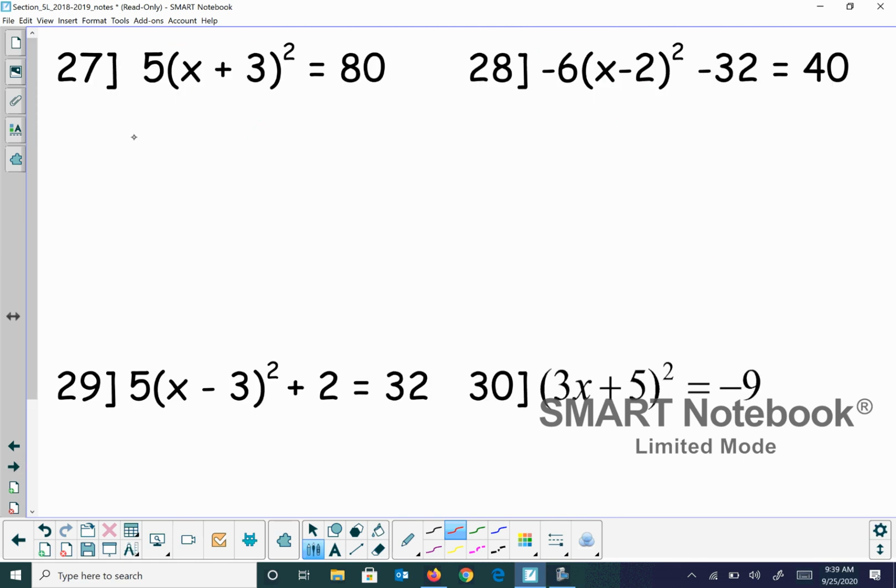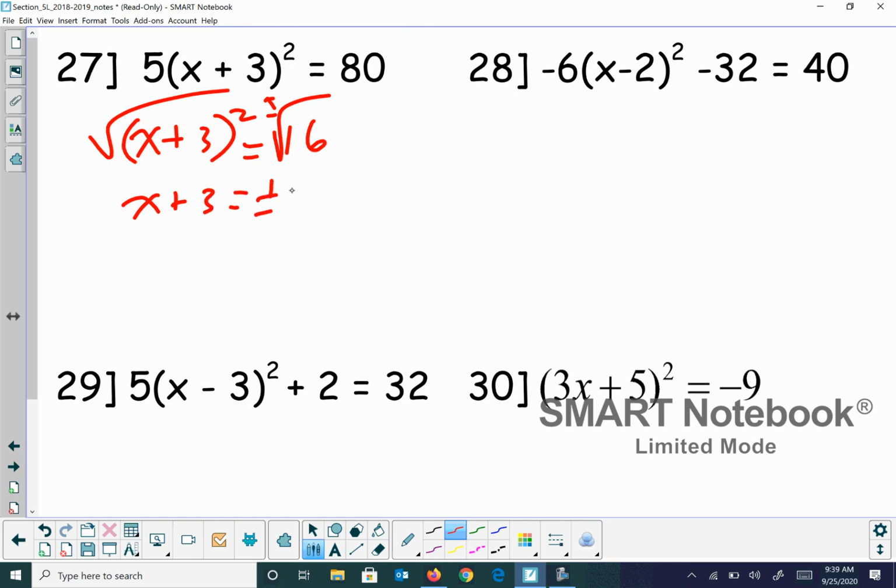This next one, I'm going to divide each side by 5 first. Root, don't forget the plus minus. x plus 3 equals plus or minus 4. Subtract 3. Do the arithmetic. Negative 3 plus 4 is 1. Negative 3 minus 4 is negative 7.